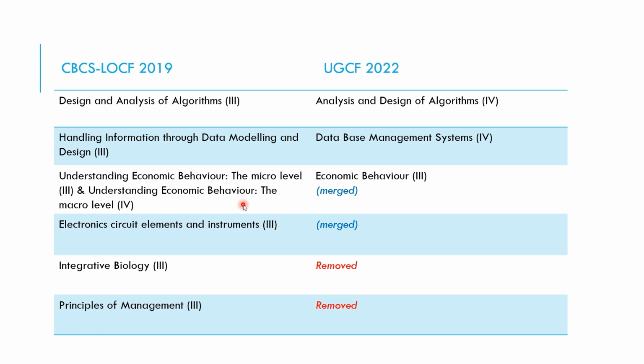Understanding Economic Behavior, the Micro Level, this was offered in semester 3. And Understanding Economic Behavior at the Macro Level, this was offered in semester 4. All right, as an elective course. Now it has been merged into the elective course of semester 3, Economic Behavior. Okay.